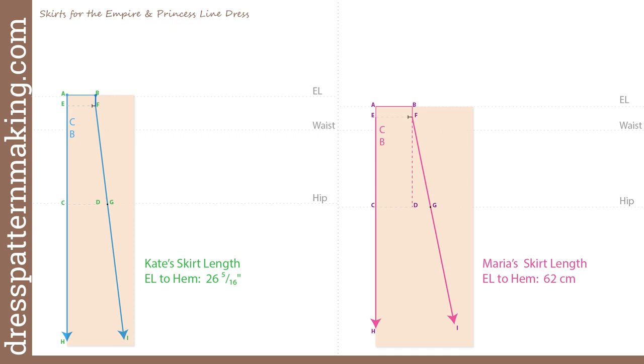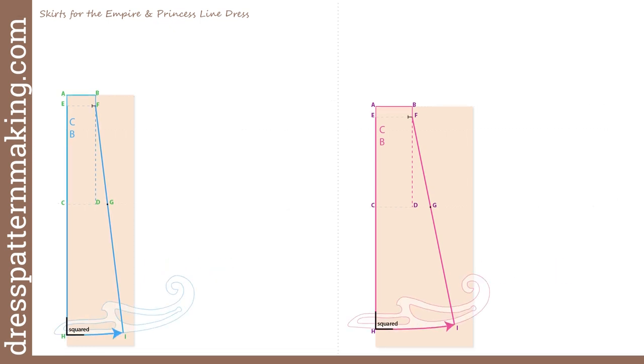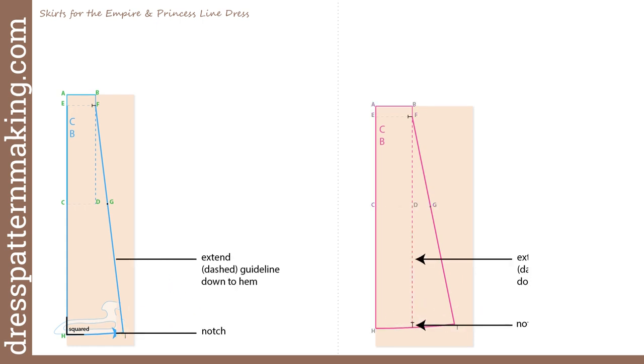Using that measurement, measure from point A straight down the centre back line and mark point H. Now for the side seam, using the same measurement, make sure you start at the Empire line at point B, measure through point F and point G and mark point I. Using a curved ruler, draw the hem, making sure that the line is square to begin with at the centre back for a couple of inches before the line starts curving up to the side seam. Extend the B to D guideline down to the hem and mark a notch point at the hem.